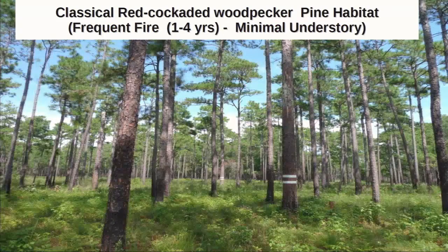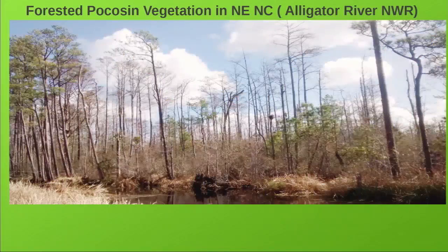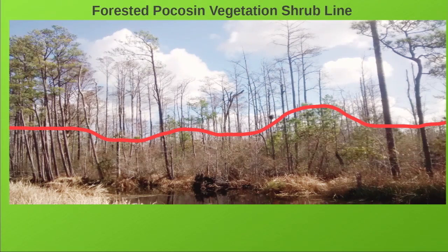Well, this is classical red-cockaded woodpecker habitat, thanks to the people at J. Carter and Associates for the photo. Frequent fires, minimal understory, nice herbs down here, and you can see for a while underneath there. Unfortunately, red-cockaded woodpeckers don't read the classical literature, and some of them nest in these areas where you've got a very dense shrub layer with trees sticking up above it. But if you spend a few times looking at that, you'll notice that there's just sort of a shrub line right there.